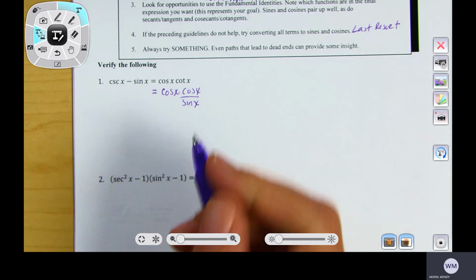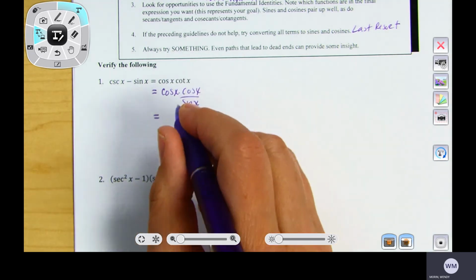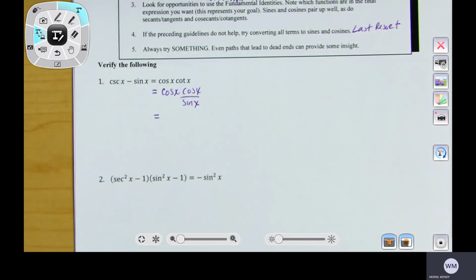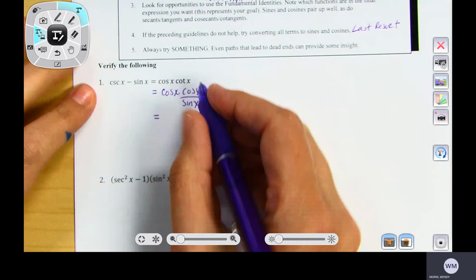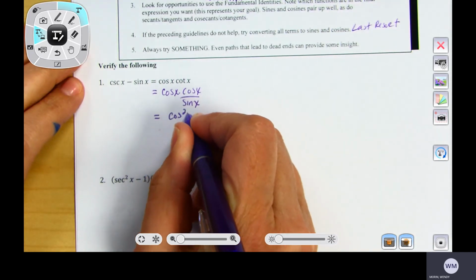What does that equal? Now notice I'm doing top to bottom. Proof, like geometry, right? You guys did geometry proofs? We just don't have to give a reason this year. Just one step. Every step is equivalent to the previous step. Would you agree that's cosine squared over sine?